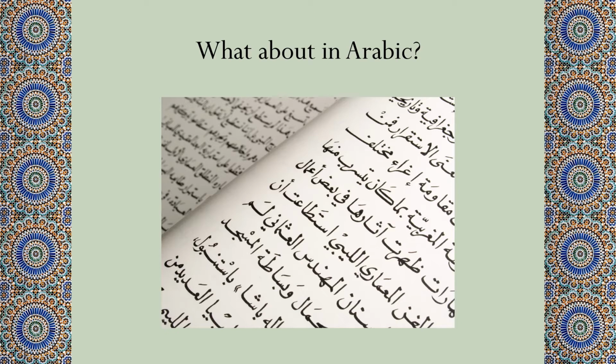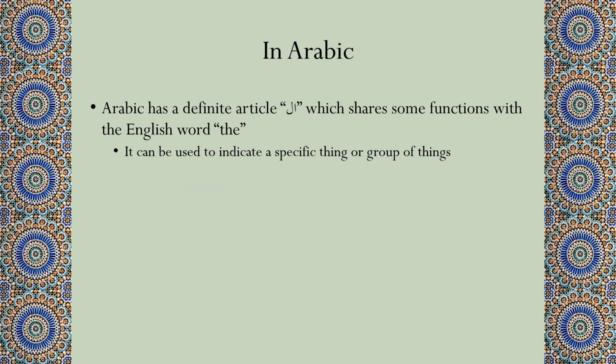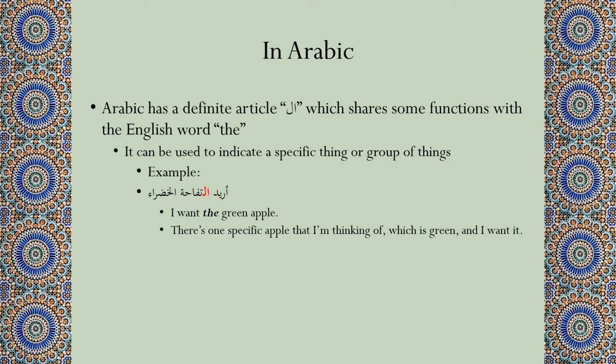So how does that compare to the situation with articles in Arabic? So to begin with, Arabic has a definite article just like English does. The definite article in Arabic is spelled Alif Lam and pronounced al. And it shares some of its functions with the English definite article the. For example, like the English word the, it can be used to indicate a specific thing or a specific group of things. As an example, if I say أريد التفاحة الخضراء, that means, in English, I want the green apple.